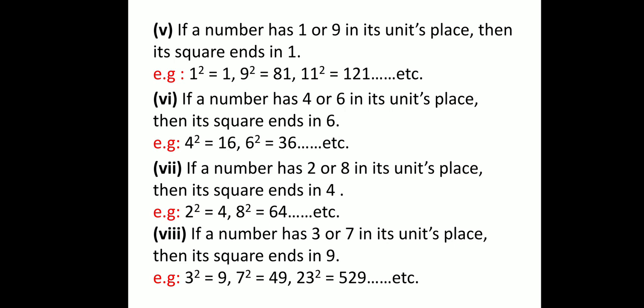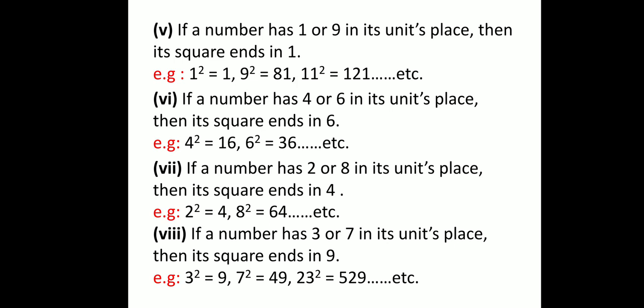If a number has 1 or 9 in its unit place, then its square ends in 1. It means if a number has 1 or 9 at its unit place, then if I am doing the square of that particular number, I will be getting 1 at the units place of the answer. For example, 1 square is 1. 9 square is 81. Here 1 is definitely at the unit place. So it is this property only. Another example can be 11 square, that is equal to 121 again. So 1 is at the unit place of the square of that particular number.